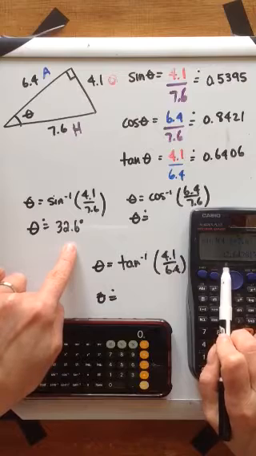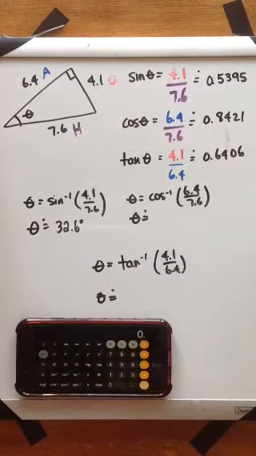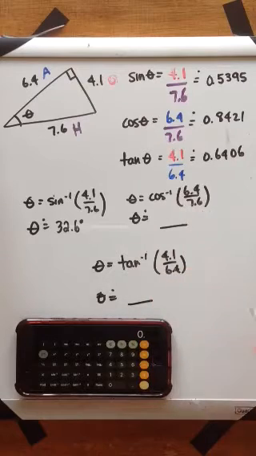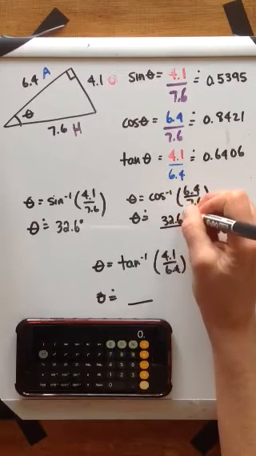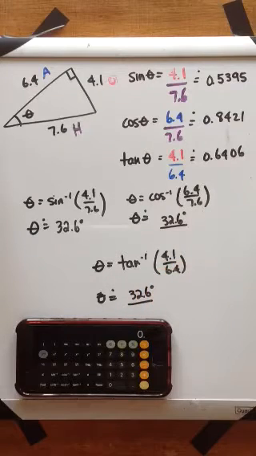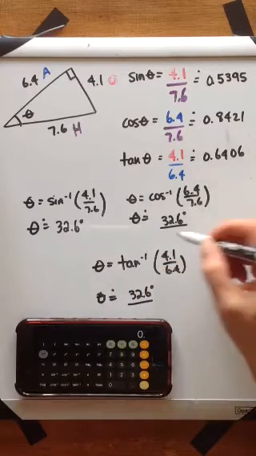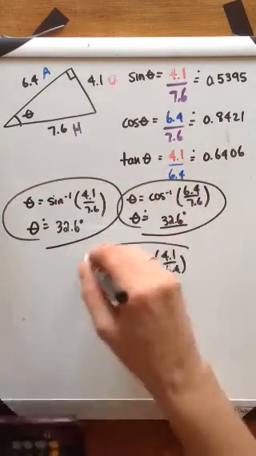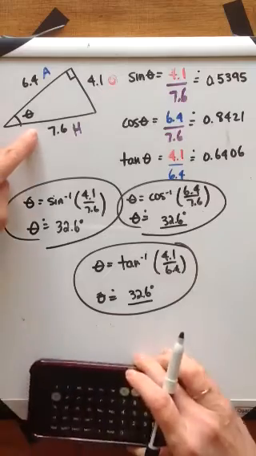The answers are identical. And fast forwarding a little bit, you should discover that these answers also end up being 32.6 degrees. I won't show you button by button, but I think it's worth you taking the time to prove yourself that any one of these primary trig functions can be used to find that angle.